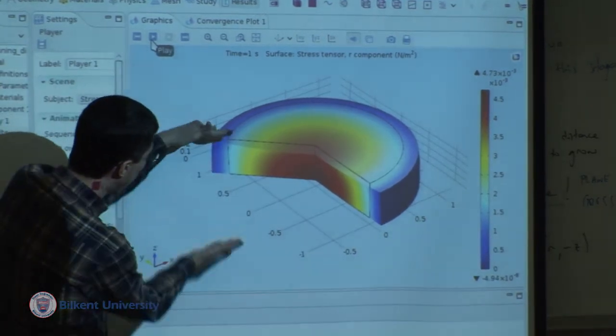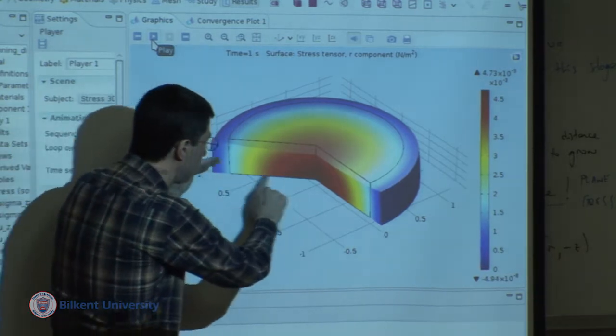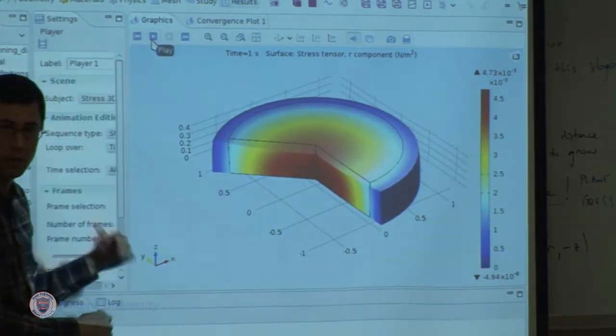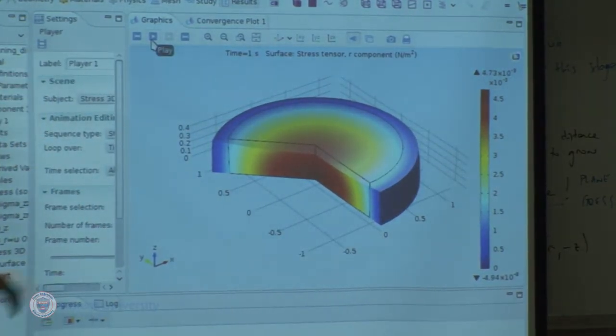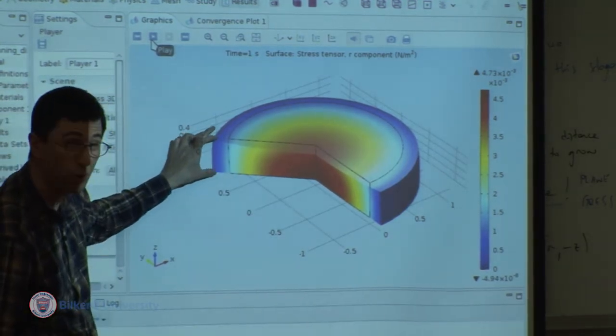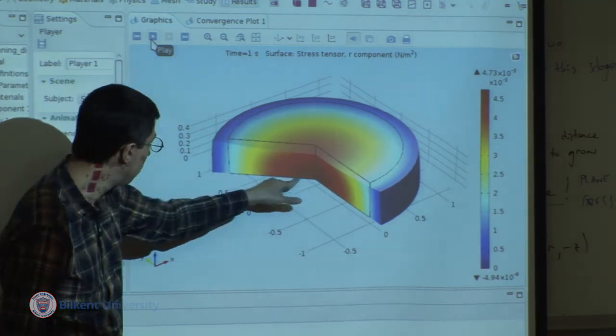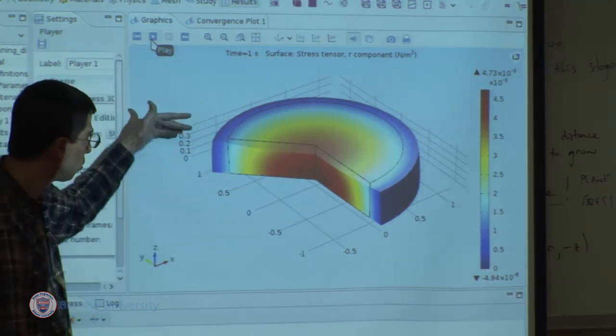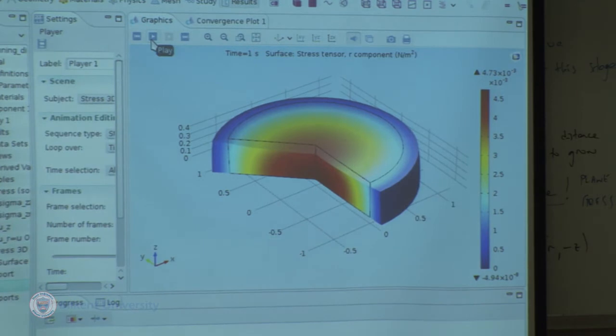What you're seeing is actually half the disk, because this plane is the z equals 0 plane. Just like my drawing. So the thickness present is 0.9, so this is 0.45, half the thickness. The radius is 1. Okay? So 1 versus 0.9, that's an appreciable thickness. That's certainly not a thin disk.